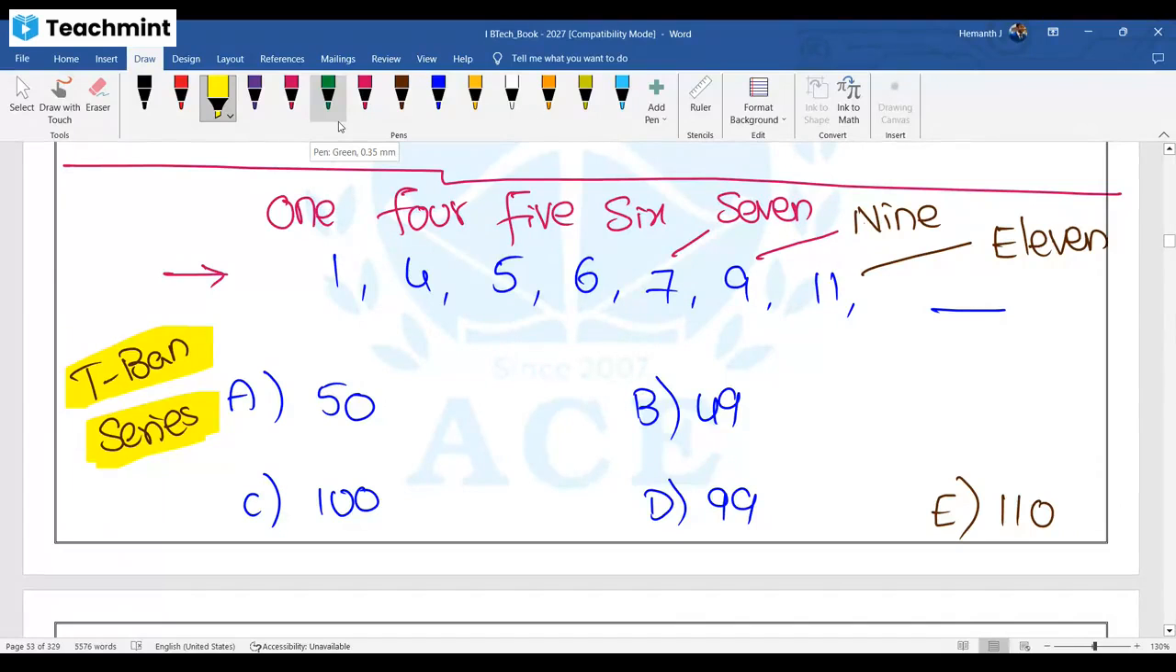Then 100 is the rest. 100 is correct. That's why I asked you the logic. 100 is not having the letter T. Remaining, after 11, all have the letter T. That's what thinking out of the box.